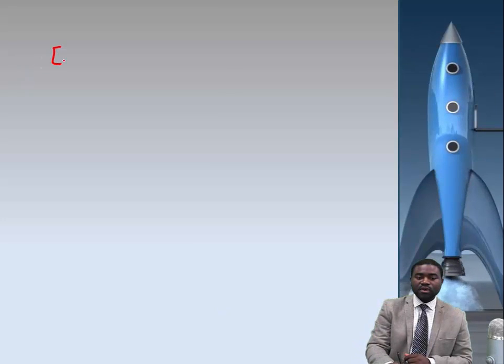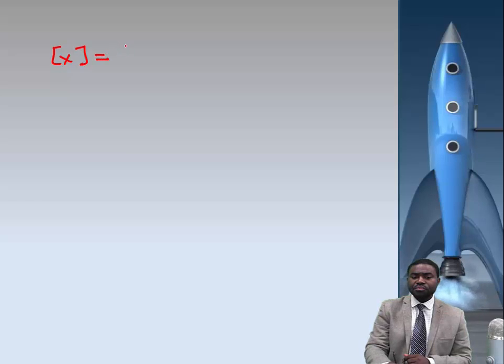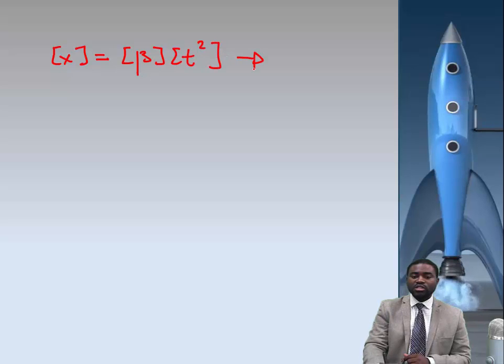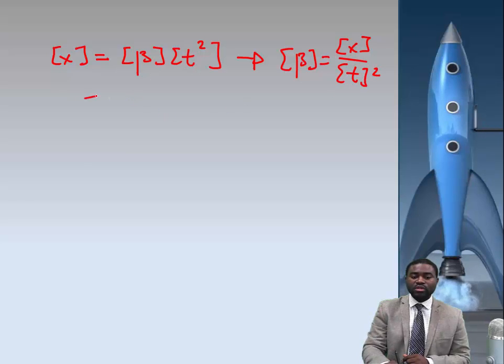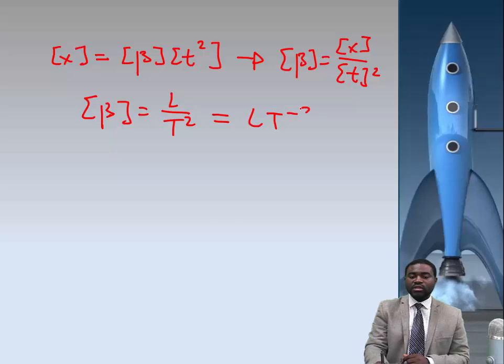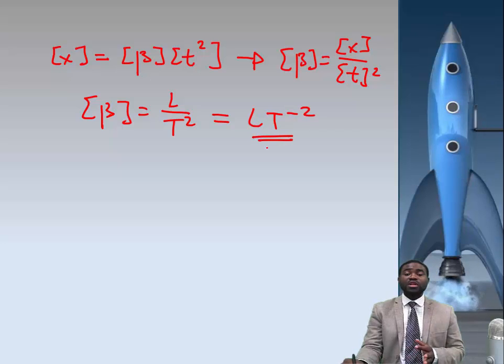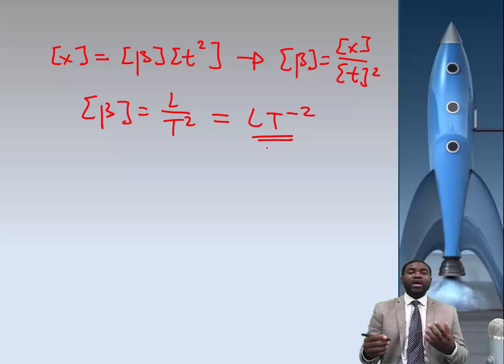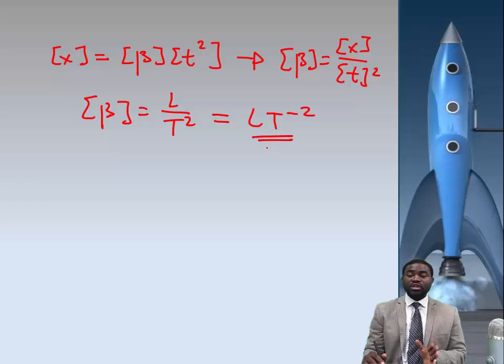The dimensions of X will be equal to the dimensions of beta and the dimensions of what? T squared. This basically implies that the dimensions of beta will be equal to the dimensions of X divided by the dimensions of what? T squared. In other words, the dimensions of beta is L divided by T squared, which is equal to LT minus 2. So what does beta stand for? Acceleration. So you realize that even though we haven't done velocity or acceleration, you are able to do what? Identify given variables in a given equation. You get it, right?